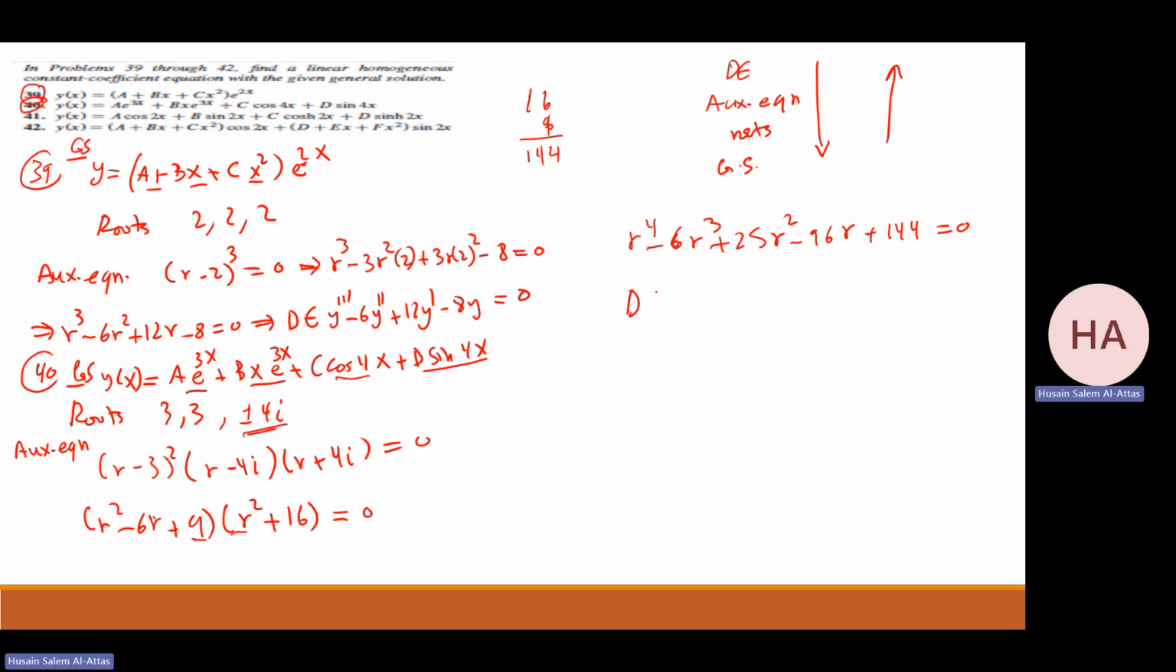equals 0. So what's the differential equation? The fourth derivative minus 6 third derivative plus 25 y double prime minus 96 y prime plus 144 y equals 0. Yeah. So the roots are plus or minus 4i, not plus or minus 2i. Okay. Actually, it is correct at the end.